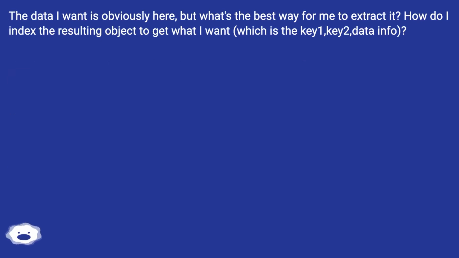the data I want is obviously here, but what's the best way for me to extract it? How do I index the resulting object to get what I want, which is the key1, key2, data info?